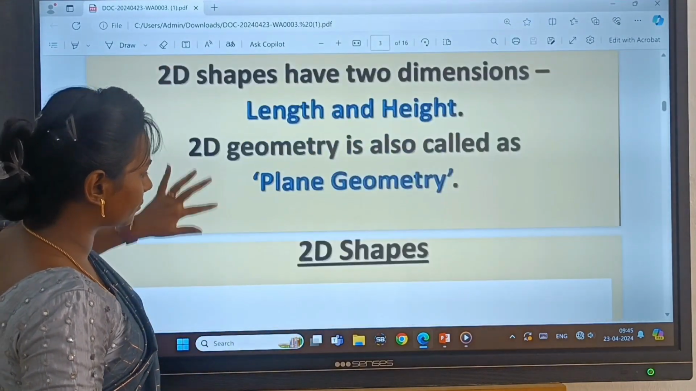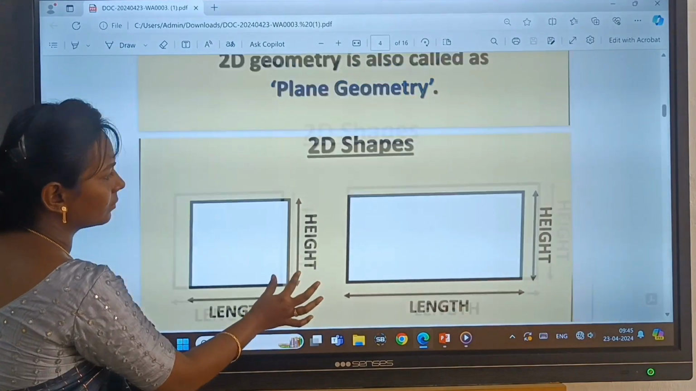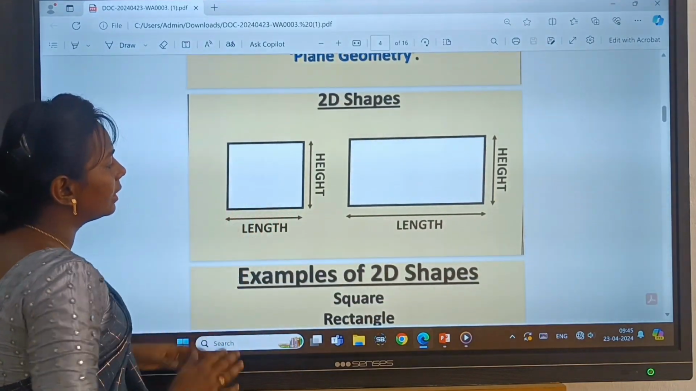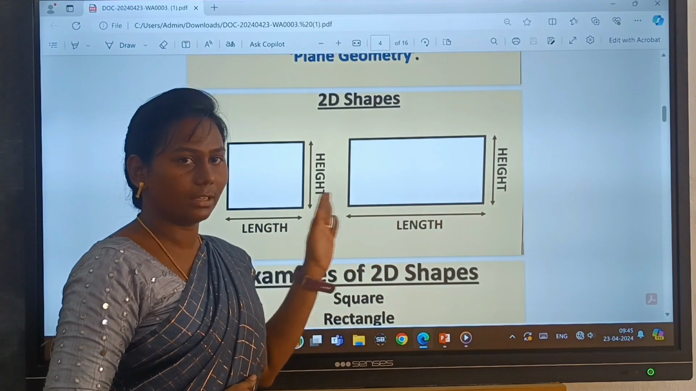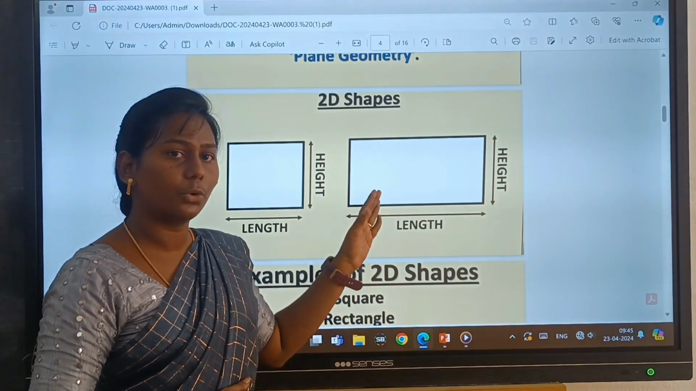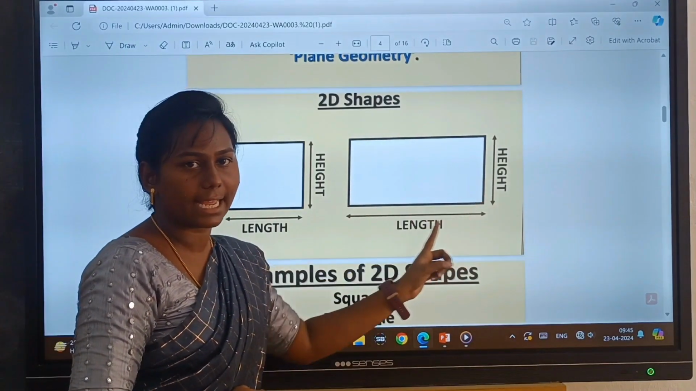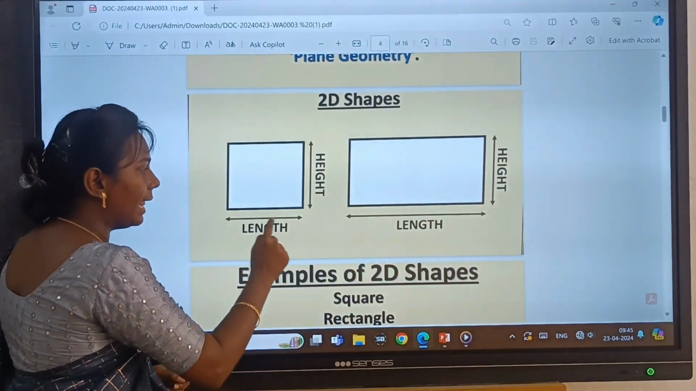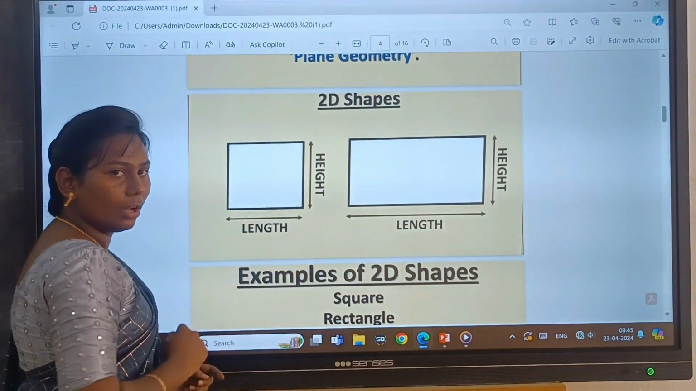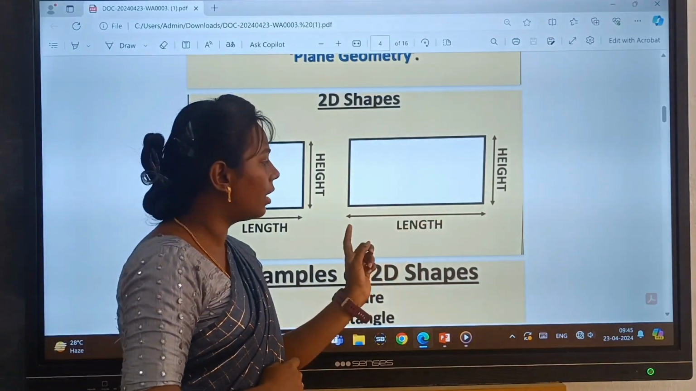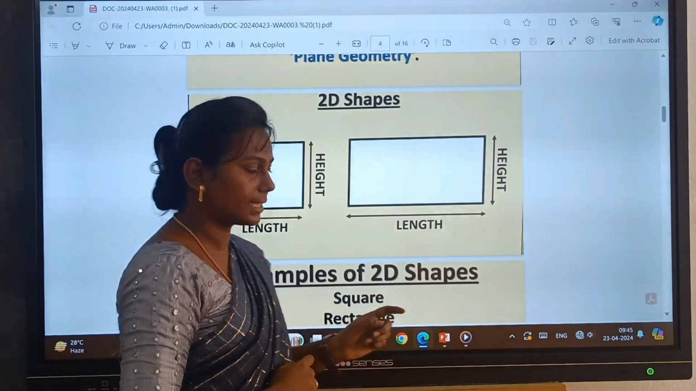Let's see. See here, this is the figure, that means an image of a 2D shape. See, it's a square and a rectangle. See here, length and height. And the rectangle also has length and height.